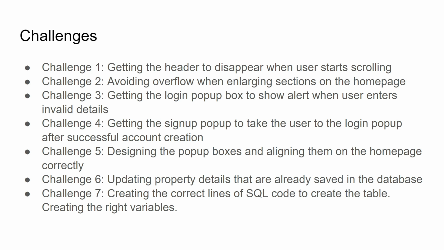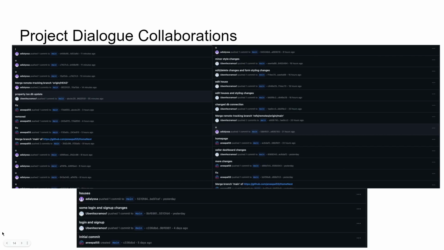Challenge 6 was updating property details that are already saved in the database. And one of the last challenges was creating the correct lines of SQL code to create the table and also creating the right variables. And this is just our project dialogue collaborations, which just shows us committing our information to the GitHub repository.